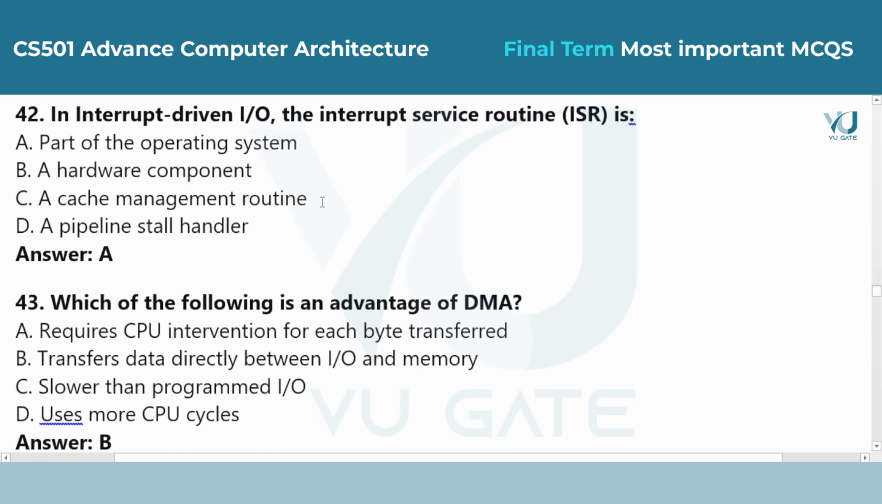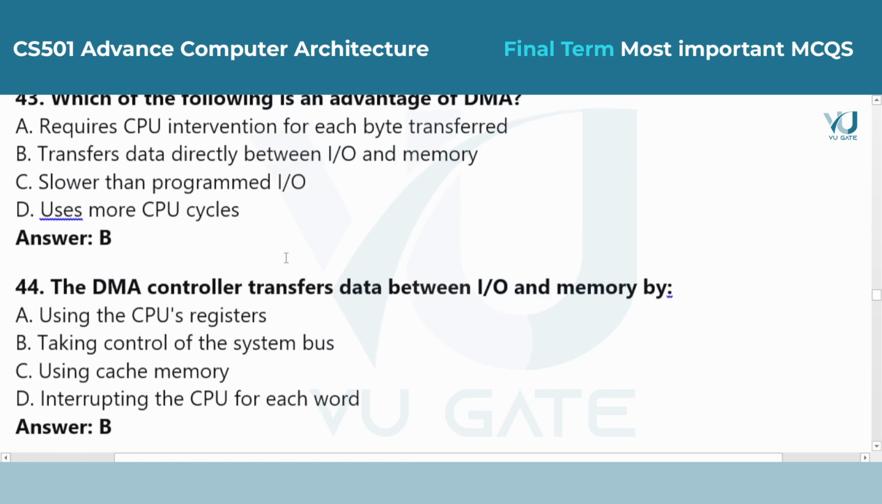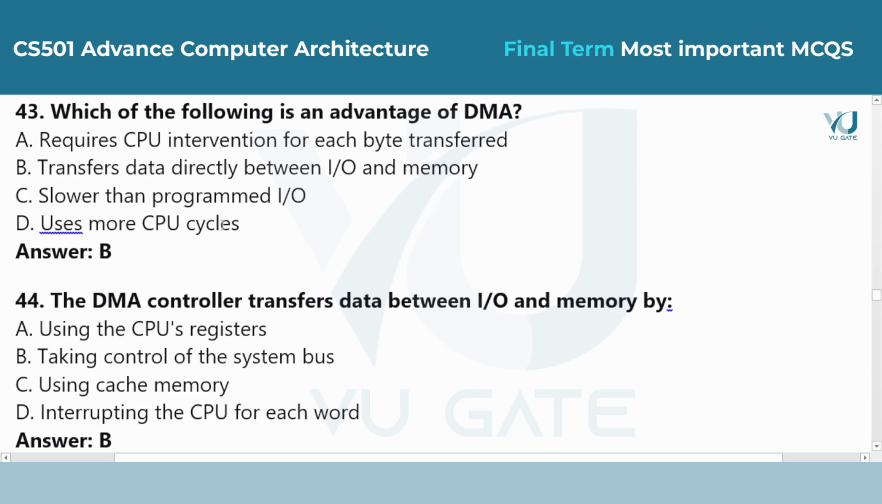42. Question: in interrupt-driven I/O, the interrupt service routine, ISR, is? Answer: A, part of the operating system. Concept: the ISR is a specific software function in the OS that handles the needs of the interrupting device. 43. Question: which of the following is an advantage of DMA? Answer: B, transfers data directly between I/O and memory. Concept: this bypasses the CPU entirely during the data transfer process.